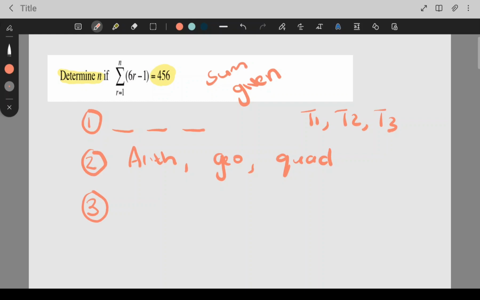But in this case, the sum is given. Then I'm going to sub everything into the sum formula. So this is the sum formula, and then I'm going to work backwards and solve for N. So, these 2 steps. Let's go. Step number 1, find the first 3 terms.